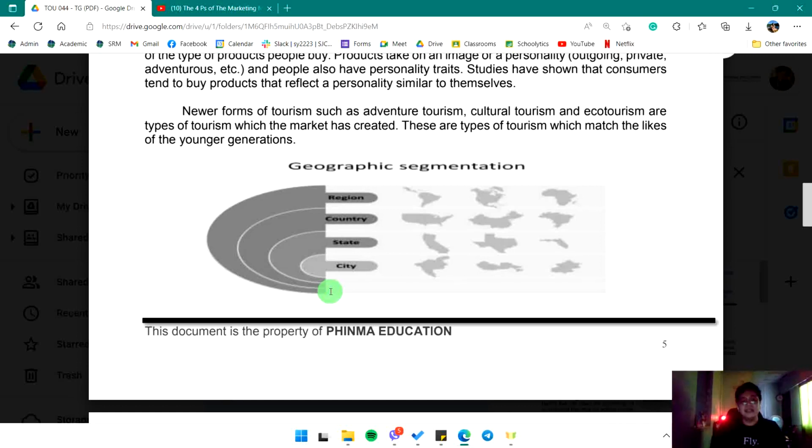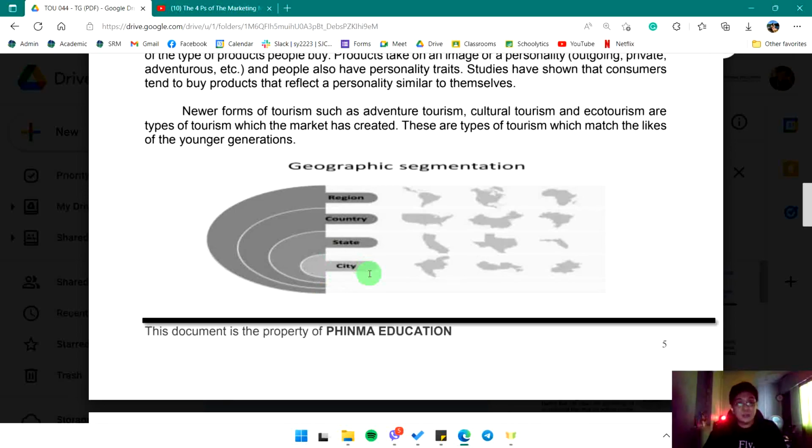are also segmented na. So, sinesegment natin ang ating market based kung saan sila nakatira na city, based kung saan sila nakatira na country or na region man yan, region sa bansa, and barangays are also included here in geographic segmentation. And yun lang, napakabilis lang nating malaman.